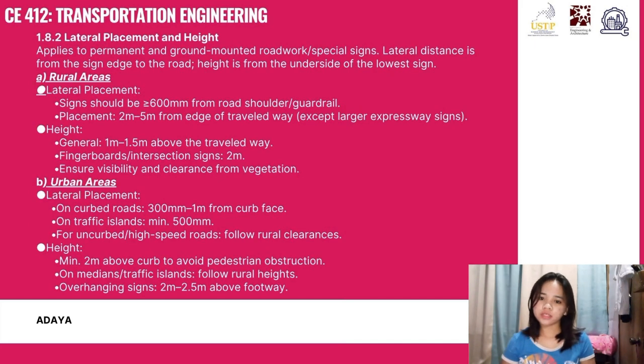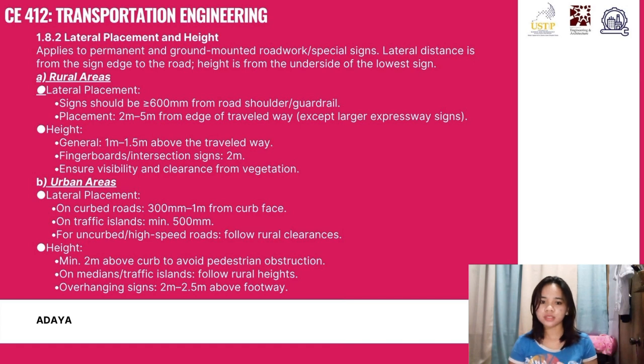So now let's continue to 1.8.2, the lateral placement and height. This applies to permanent and ground-mounted road work or special signs. Lateral distance is from the sign edge to the road. Height is from the underside of the lowest sign.